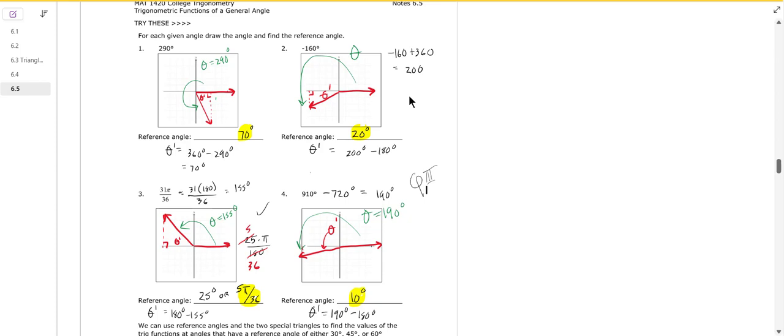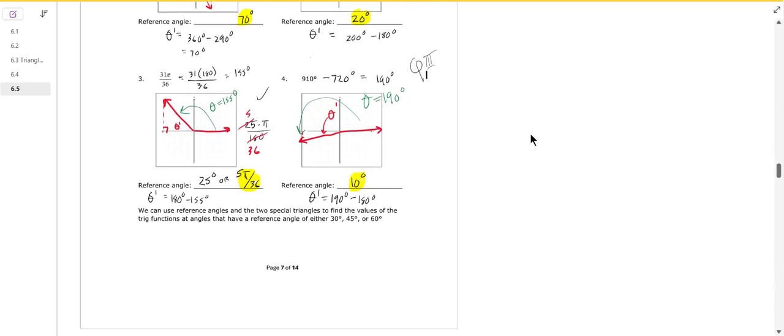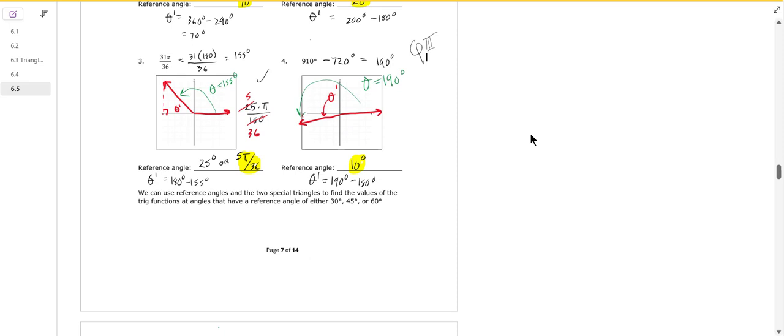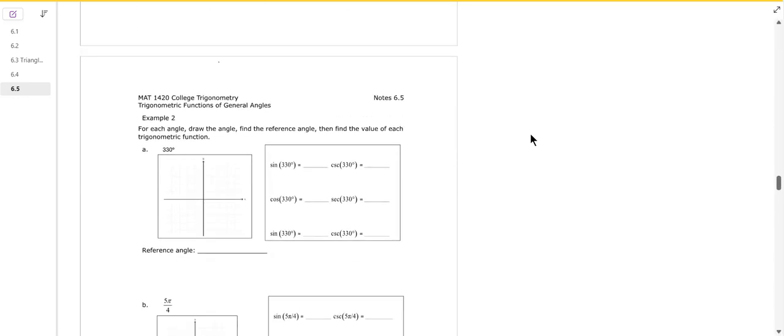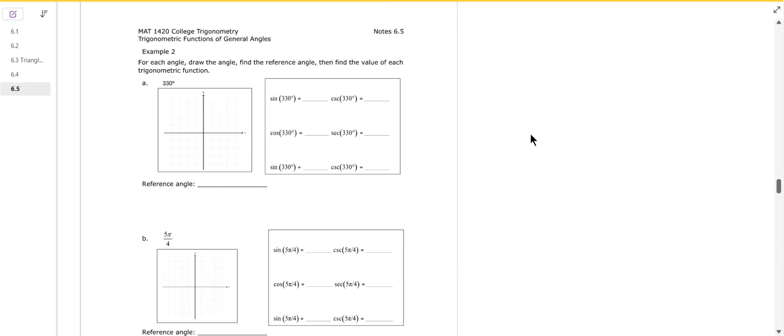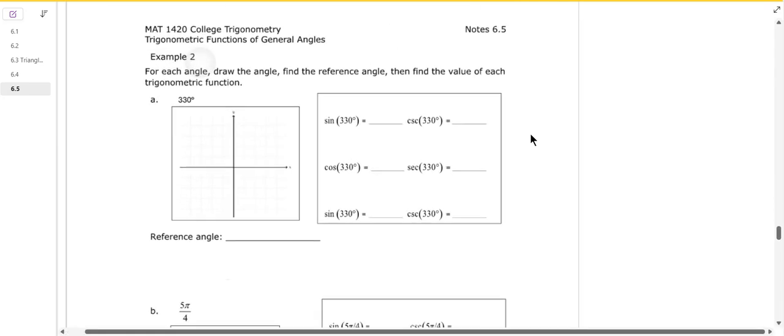It's pretty simple to do that, just knowledge of arithmetic and what quadrant you're in, and you're always working with either 180 or 360 when you're figuring out a reference angle. Okay, now what we can do is down at the bottom, we can use reference angles and the special triangles we learned to find the values of trig functions. So we're going to do that in this section, and then in 6.6 we'll transition out of this a little bit and more into the unit circle.